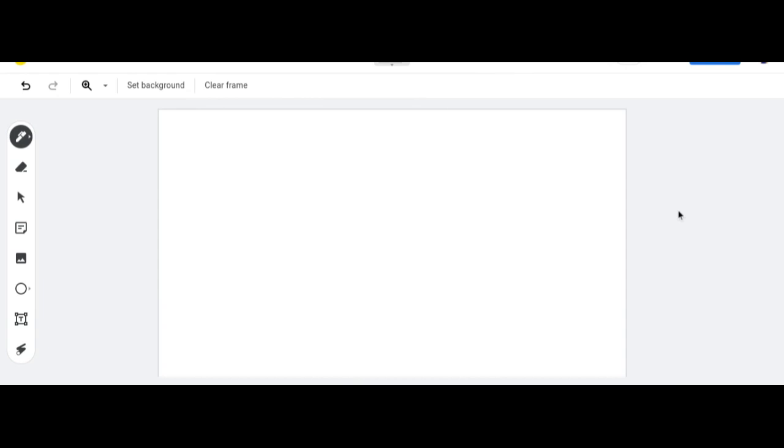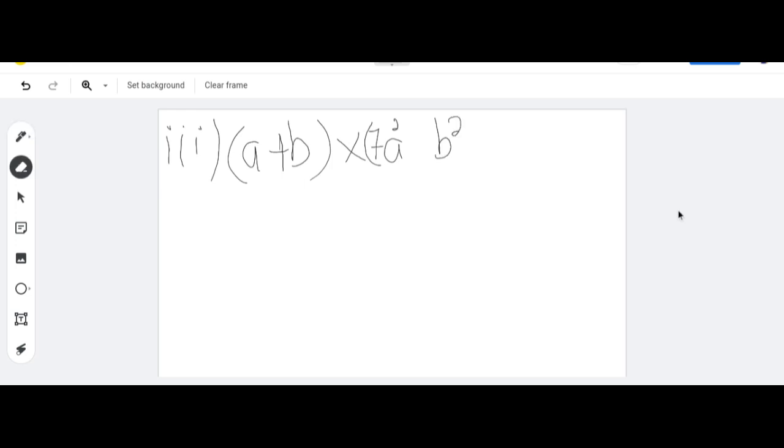Now I will do the third part as well. The third one is a plus b, multiplied with 7a square b square. Is it? Yes, ma'am. So I have to multiply this whole term with first a, then with b. You have to help me here, Sukaina.